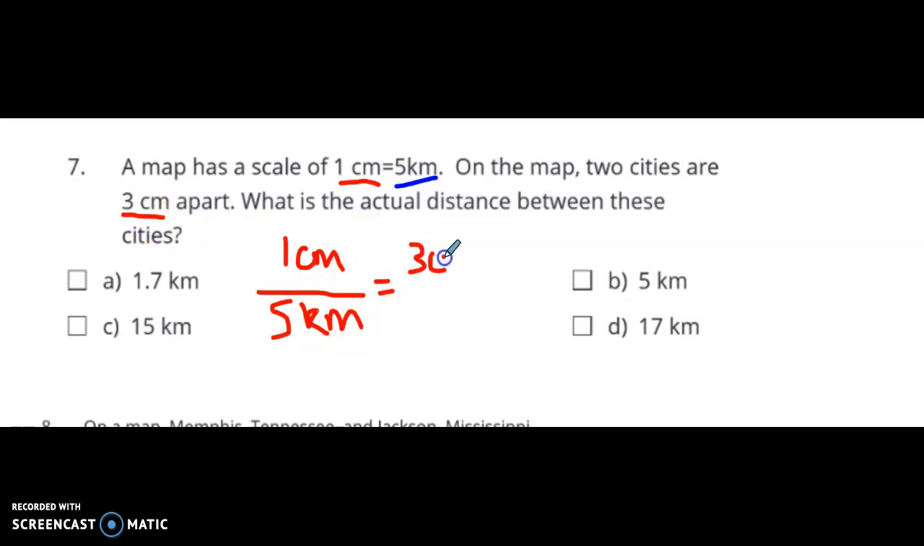So I'm going to put the 3 on the top to keep my labels together, centimeters with centimeters. How do we get from 1 to 3? Times 3. So in the bottom, we have to do that to our kilometers as well, times 3. And 5 times 3 is 15.